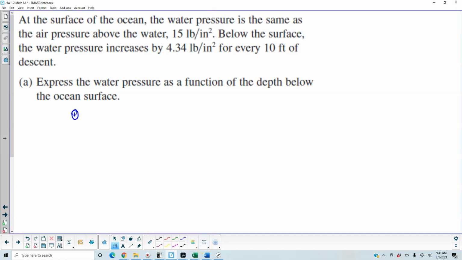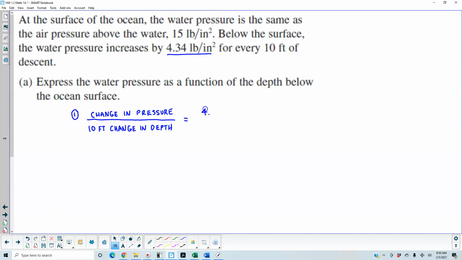So what is given is that we can see that there is the change in pressure over the 10 feet change in descent or in depth. Now, the change in pressure, which is below the surface, the water pressure is increasing by 4.34 pounds per inches squared.